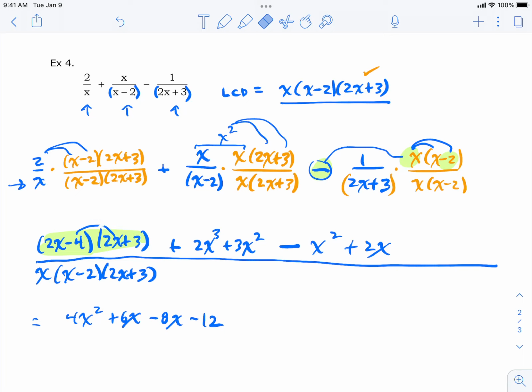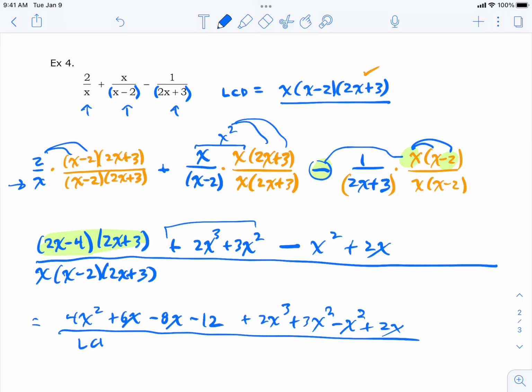The first, the outer, the inner, the last. Basically, I always think of the 2x has to multiply both of these. And then the negative 4 has to multiply both of these. So you get 4 terms in the end. 2 terms times 2 terms is 4 terms. Anyway, continuing with all this stuff, I got plus the 2x cubed and plus the 3x squared and minus the x squared and plus the 2x. And that's all over the LCD.